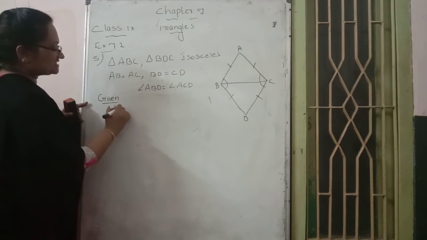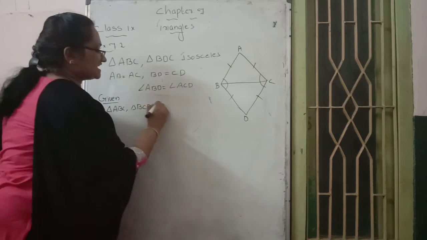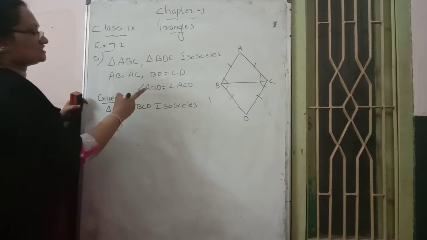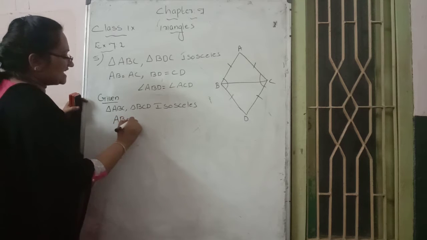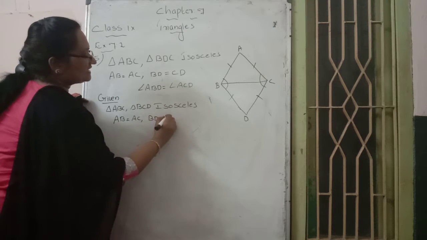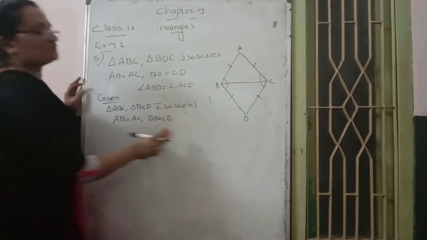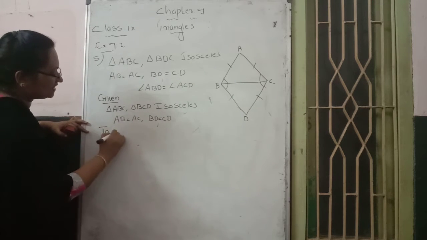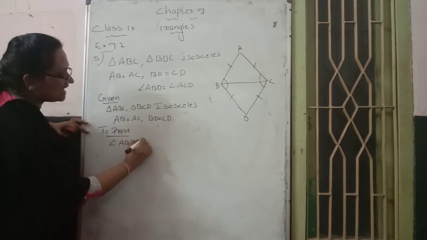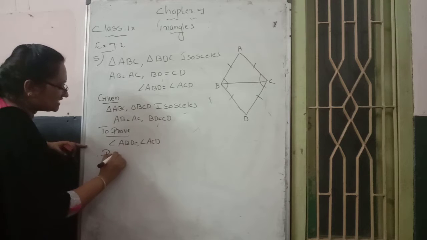Triangle ABC and triangle BCD are isosceles triangles. Next, which sides are equal? AB side and AC side are equal. BD side and CD side are equal. Next, what do we want to prove? We want to prove that angle ABD and angle ACD become equal. The third step is the proof.